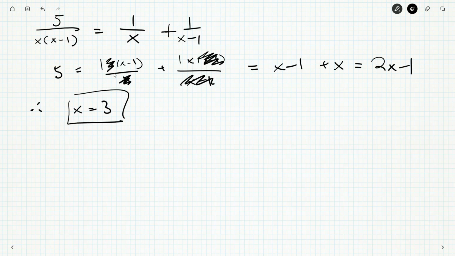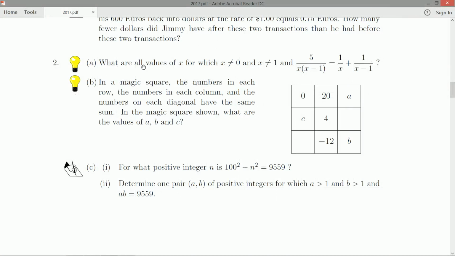And we could do that. We could multiply both sides by that because x isn't 0 or 1, so this expression on the bottom here isn't 0.